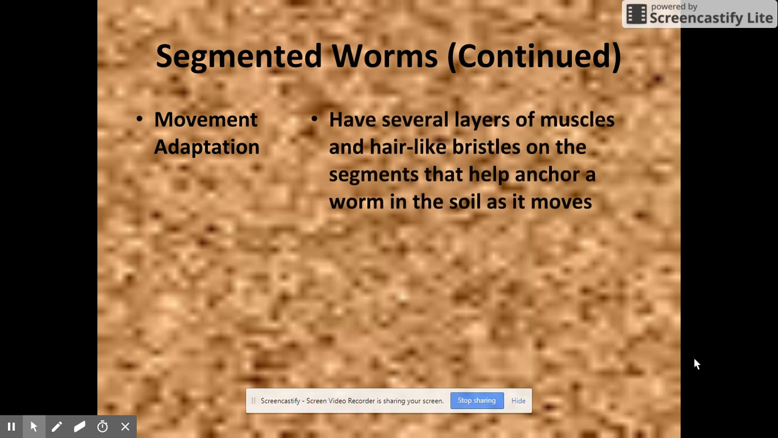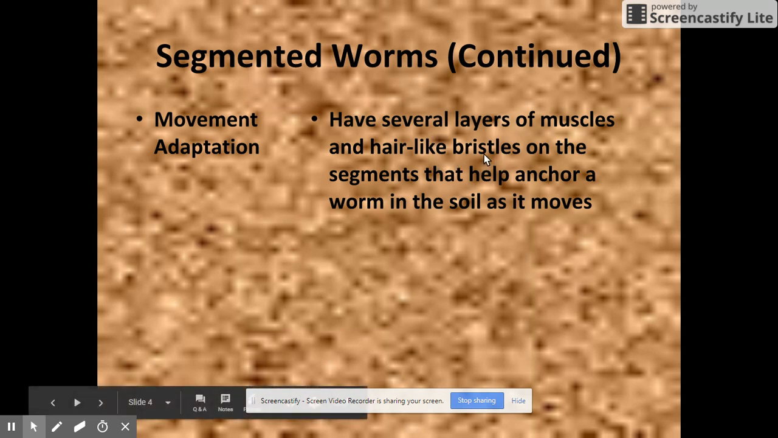Movement. Several layers of muscles and hair-like bristles on the segments that help to anchor the worm into the soil as it moves, okay? If you've ever tried to pick a worm out of the soil, you grab one end and try to pull, it's not exactly easy. You'd think it would just slide right out. Those bristles and those muscles are strong, and they can hold the worm inside of the dirt very well, kind of the way vines work in trees. They get stuck on there pretty good.